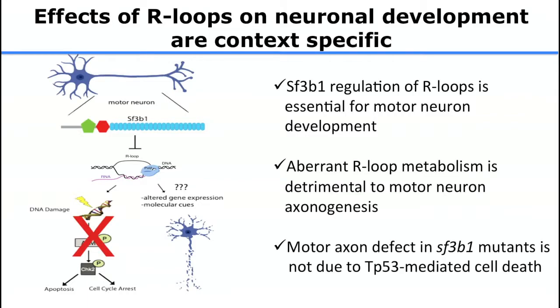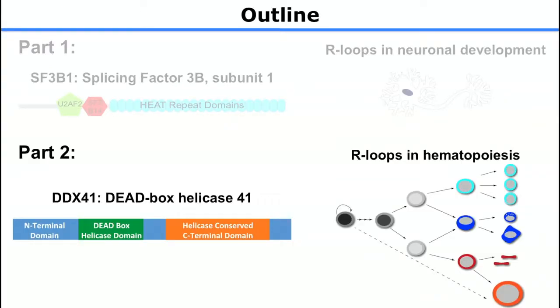We can ask questions at the end. I just want to switch gears. So now instead of thinking about neurons, we're going to talk about the blood system, and really a completely different way that R-loops may be impacting the hematopoietic system in development. This one is about a factor called DEAD-box Helicase 41.